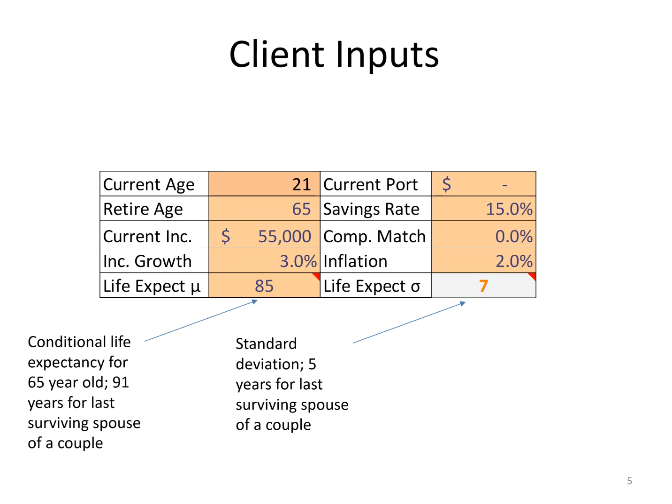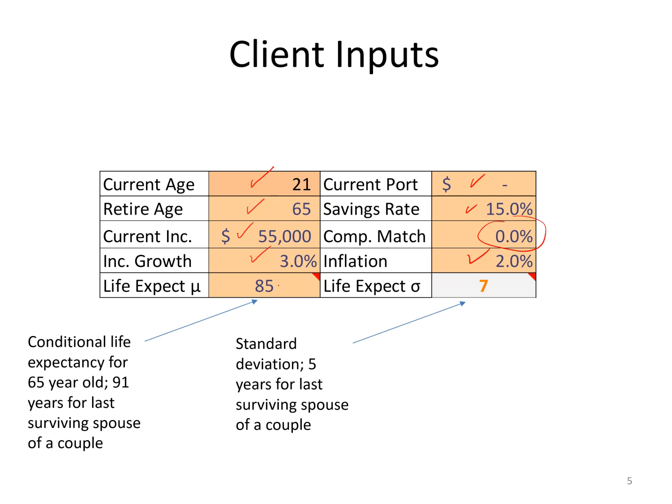Now some client inputs, some basic biographical data. I'm going to assume my client, or the person you're doing this financial plan for, is 21 years old and retires at the age of 65. Their current income is $55,000 per year. Their income will grow at 3% a year. Inflation will be 2% a year, so they're going to grow their salary about exactly 1% above inflation. They have no money saved today. They're going to save 15% of their income for retirement, and the company has a 0 match, so there's no company match by the employer.